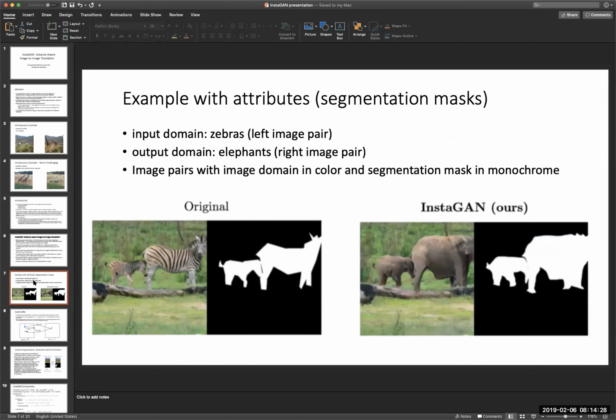So here's an example with attributes, our segmentation masks. On the left image pair, we have the domain of zebras, and on the output domain, we have the domain of elephants. In these image pairs, we have the original image, which is in color, so three planes. And then the mask is something the same size as the image, but binary.